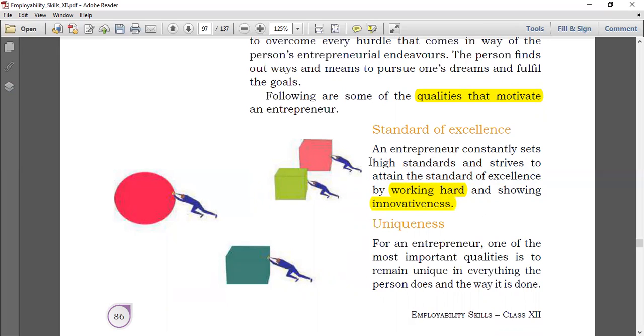So, first thing is you need to set high standards. The goal should be of high standard, right? Means it should not be very easily achievable. It should be achievable with a lot of hard work and innovativeness. So we should set such kind of standards, right? Standards of excellence should be chosen.